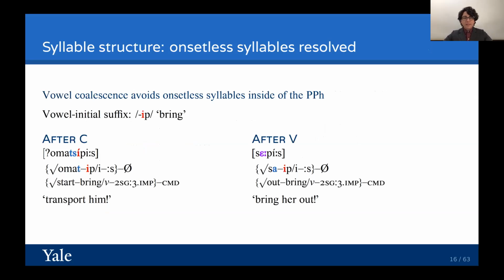The second aspect about syllable structure in Blackfoot is that onsetless syllables are always resolved. They're prohibited. So as long as there's an onsetless syllable inside of the phonological phrase, vowel coalescence will resolve the onsetless syllable. So you can see this in alternations from a vowel initial suffix like eep, which means bring. And as long as bring occurs after a consonant on the left-hand side here, then the vowel simply surfaces faithfully after the consonant. But when a vowel initial suffix follows a vowel, those two vowels come together and fuse so that you end up with a long vowel that is midway in vowel quality between the two underlying vowel qualities.